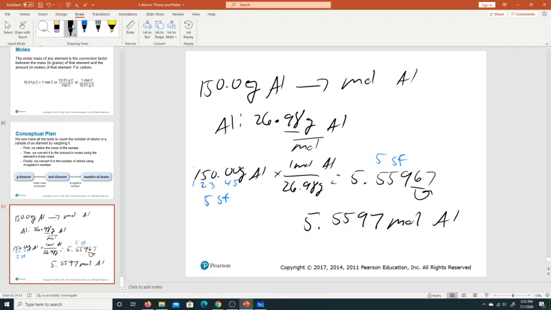If we're given grams and want to find moles, we divide it by the average atomic weight to give us the number of moles of that element.